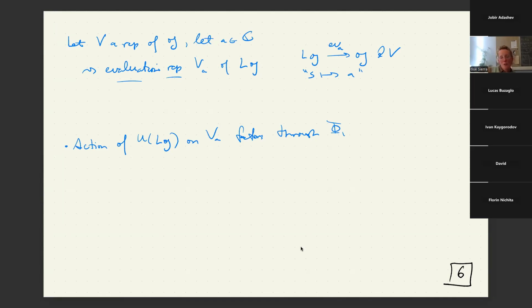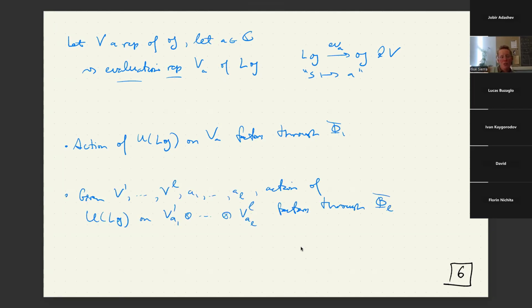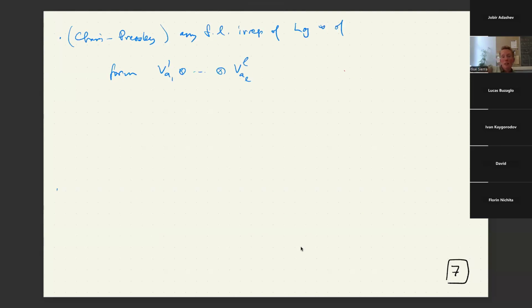So this phi1 is sort of the universal map for evaluation representations. But also, given L representations of the finite-dimensional Lie algebra and L scalars, I now have L different evaluation representations, V1 sub a1 through VL sub aL. I can tensor them together, and LG, and so U of LG, act on this tensor product, and this action you can see factors through this homomorphism phi sub L. These tensor products are important because they classify the finite-dimensional irreducible representations of loop algebras, and they're all of this form: a tensor product of finitely many finite-dimensional evaluation representations.